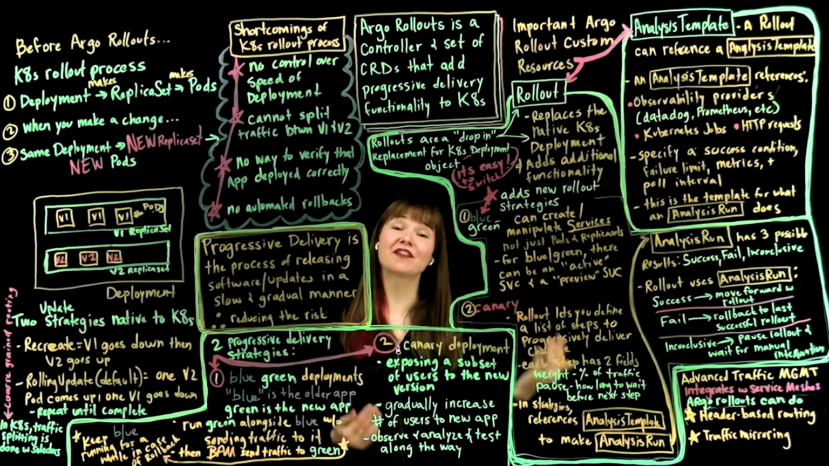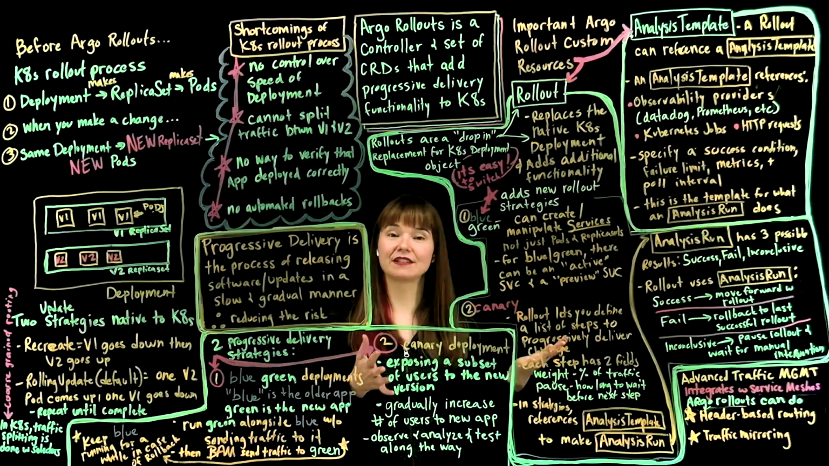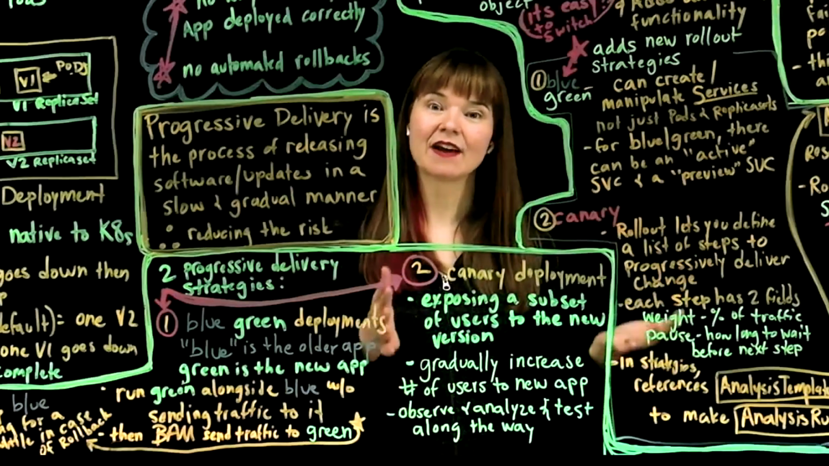So then another way to do progressive delivery is to do a Canary deployment. What's a Canary deployment? The Canary deployment, you could say, is like the next level of progressive delivery from a blue-green. It takes this idea of having an old version and new version running alongside each other, but it breaks it down into a more controlled rollout.